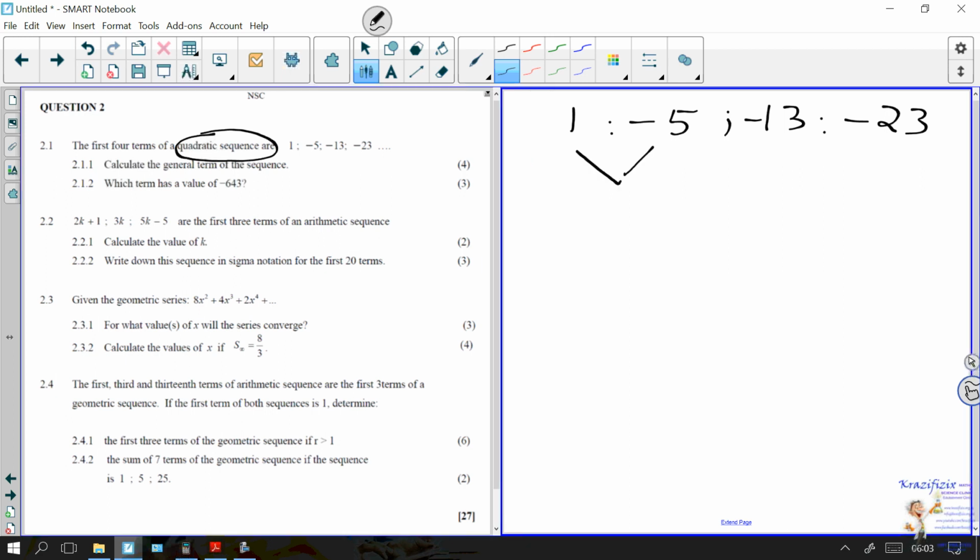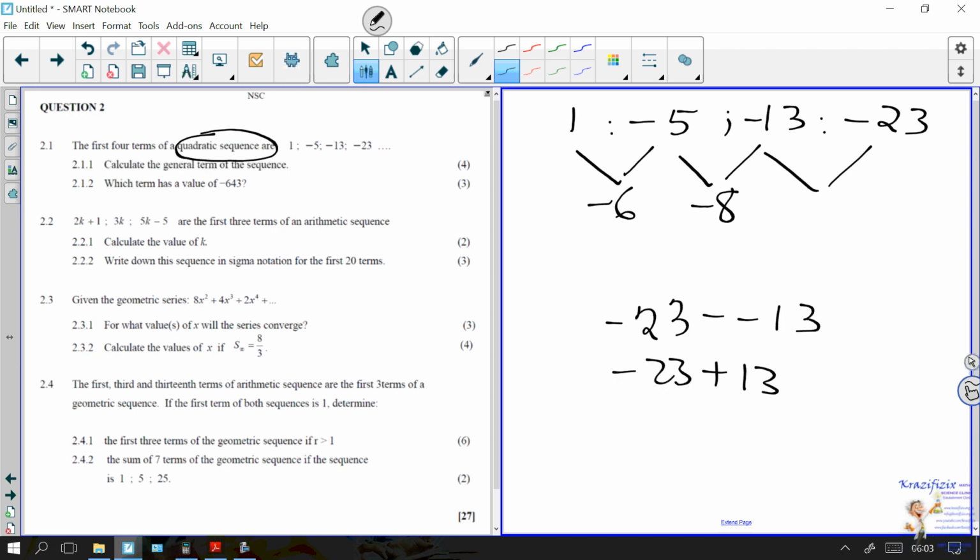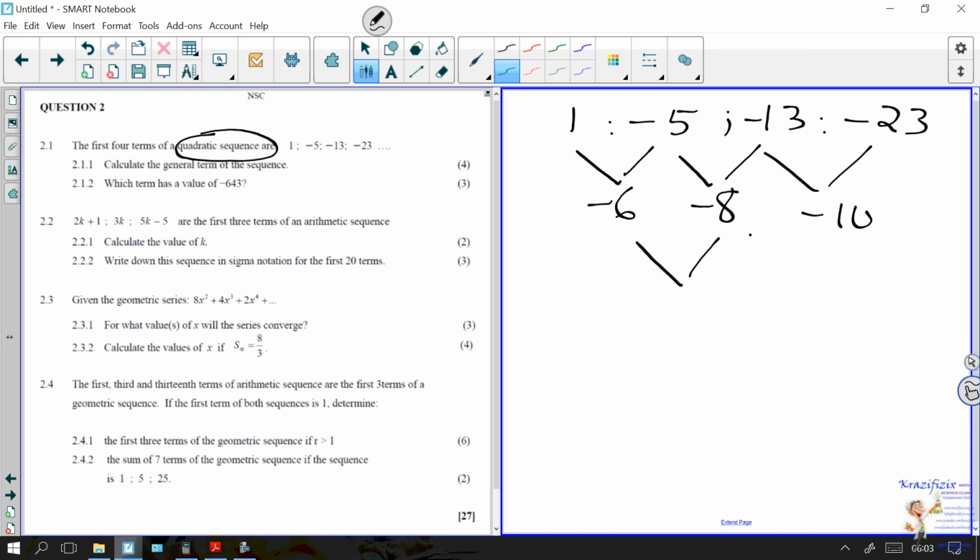Our first difference, negative 5 minus 1 would give me negative 6. Negative 13 minus negative 5, you need to use your calculator. Remember, there's a negative here. That will give me minus 13 plus 5, which is negative 8. And then negative 23 minus negative 13. It's negative 23 plus 13. That will give me negative 10.